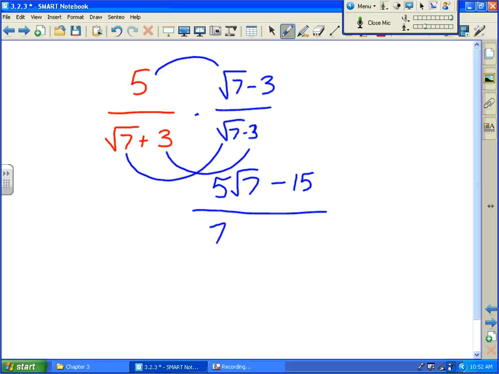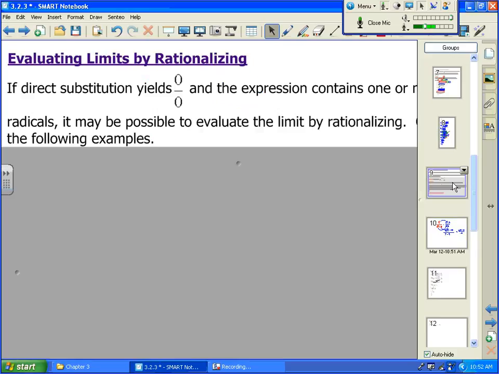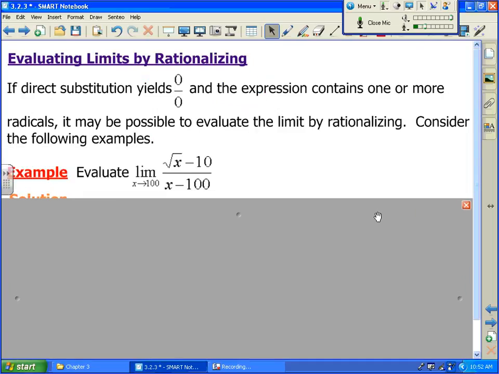So root 7 times root 7 is 7. Positive 3 times negative 3 is minus 9. So I would have 5 root 7 minus 15 all over negative 2. And that was what you've done in A30. So just a quick review going back there for us. Let's look at what we will encounter in this situation.